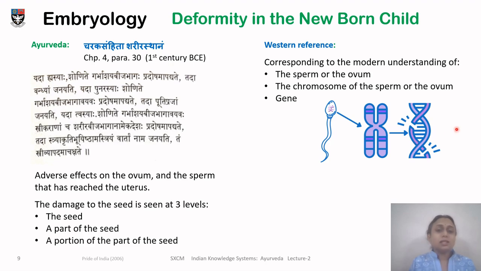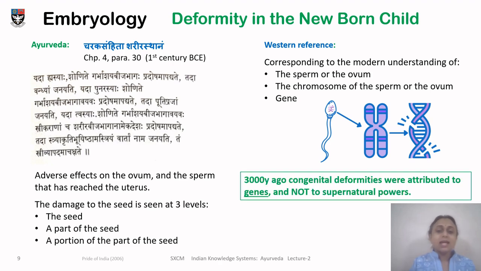So 3000 years ago, our Ayurvedacharyas knew about the sperm and the ovum. They knew that the union led to the formation of the embryo, the development of the embryo, and they also knew that the deformities in the child were a result of mutations in the DNA, either chromosomal abnormalities or other types of mutations in genes, and it was attributed to these and not to any supernatural powers.